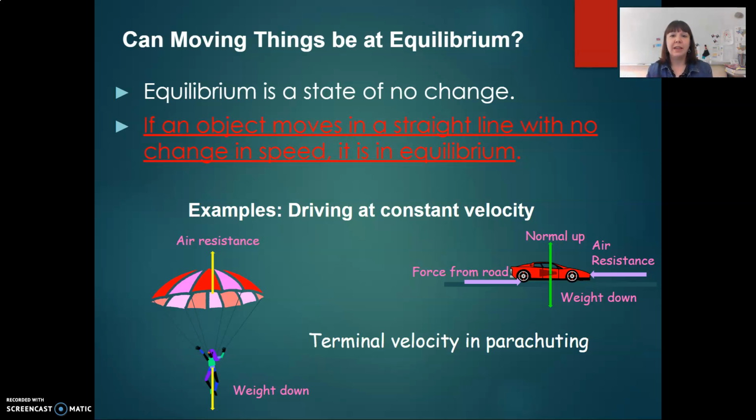Now, that doesn't mean that once we open our parachutes we just stop and hang there in midair. That would be kind of awkward to see around town, right? No, they keep moving. They just stop accelerating. They've reached a velocity at which that's as high as they're going to go. They're not going to get faster and faster.